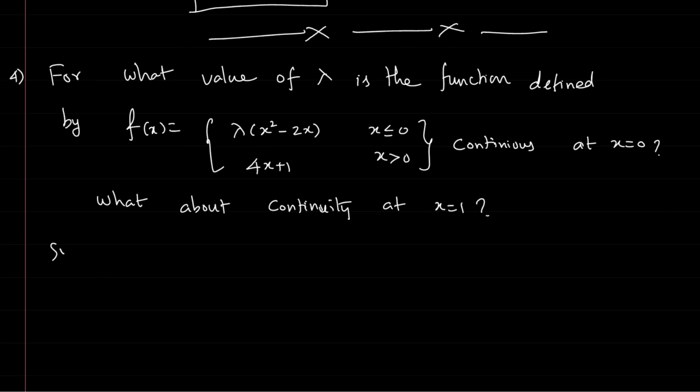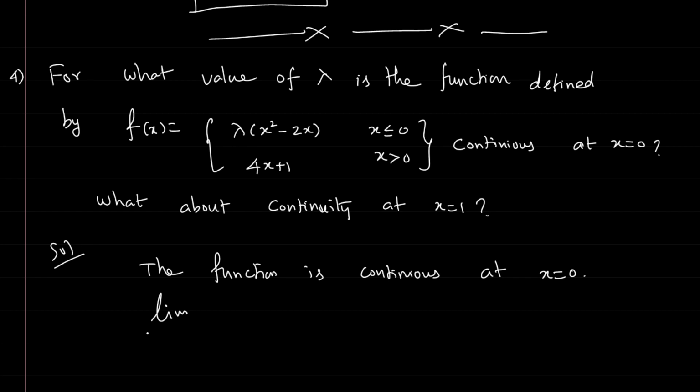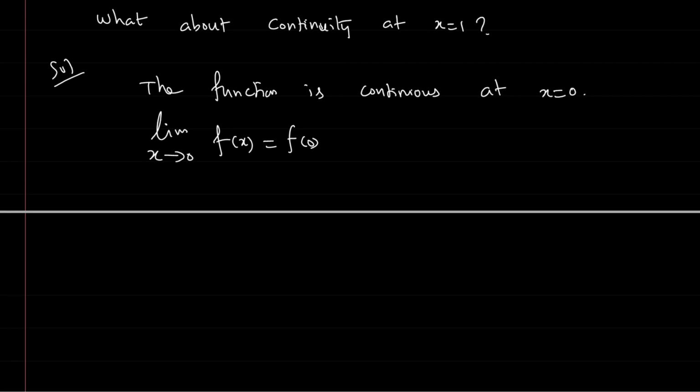Also the second one is, for what value of lambda is the function continuous at x equal to 1? Okay, solution. Let us take the first one. Let us assume the function is continuous at x equal to 0. Therefore, it will satisfy the condition limit x tends to 0, f of x is equal to f of 0. So, let us find what is limit x tends to 0, f of x.